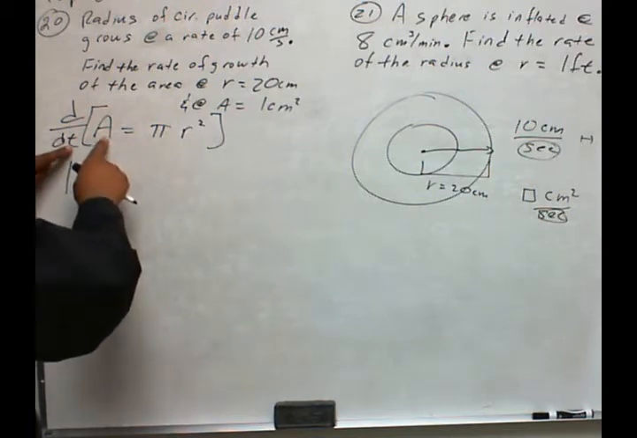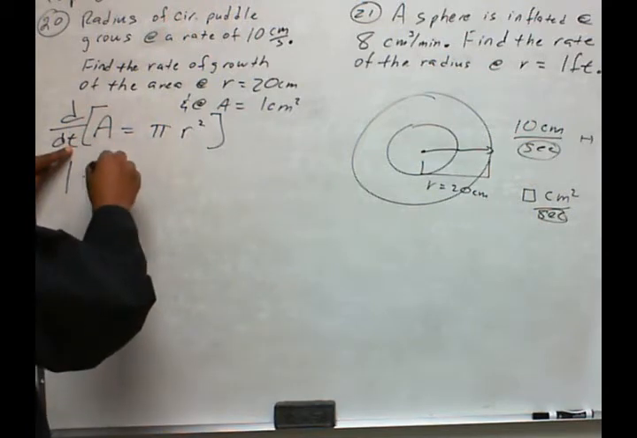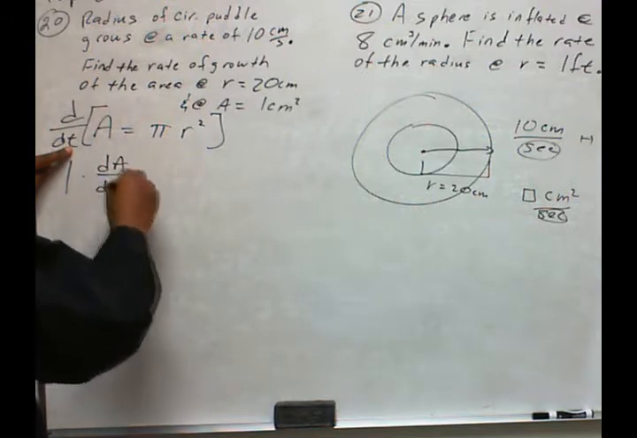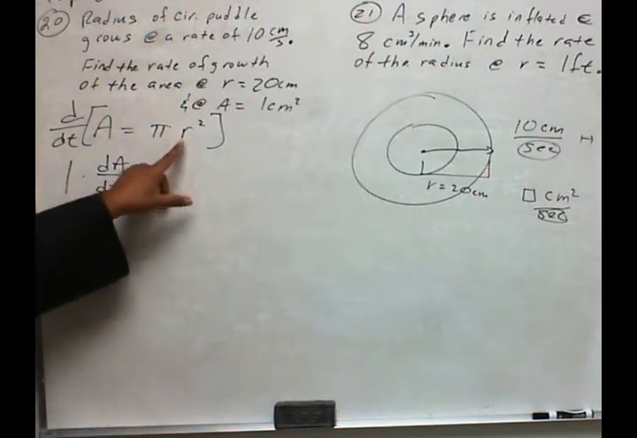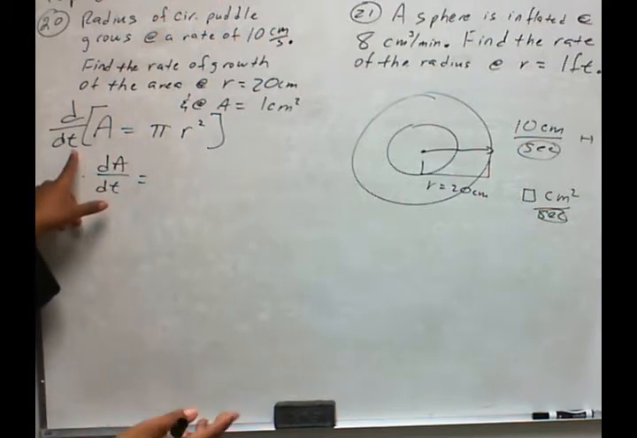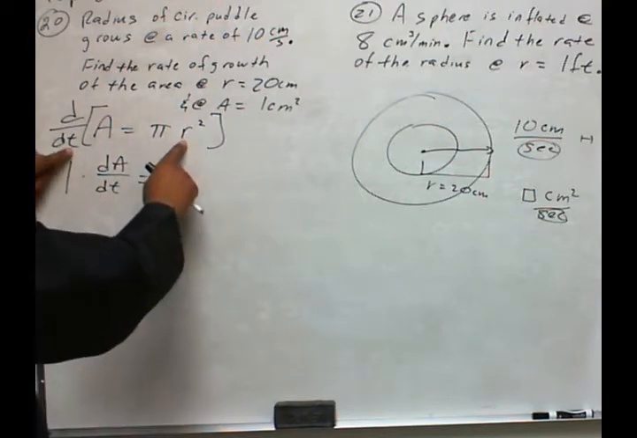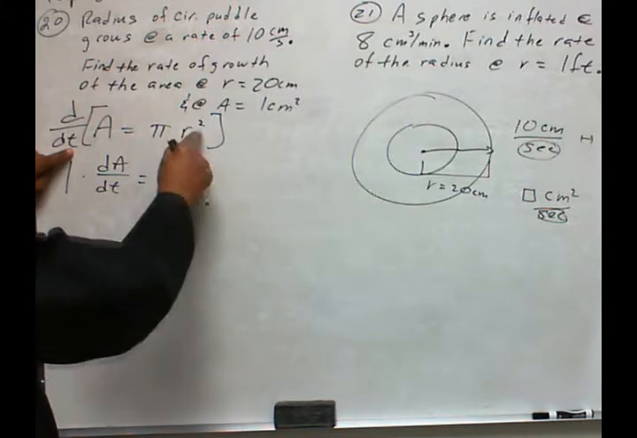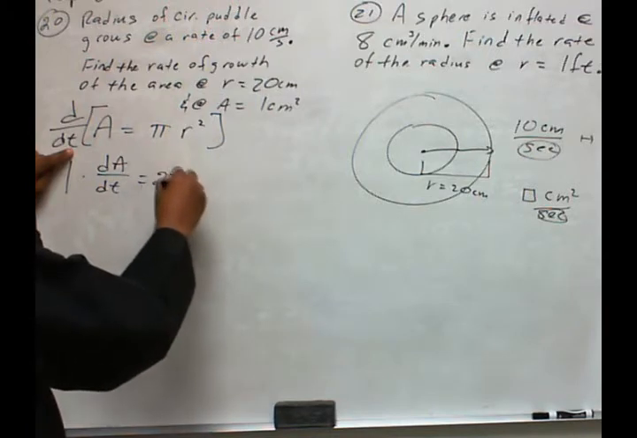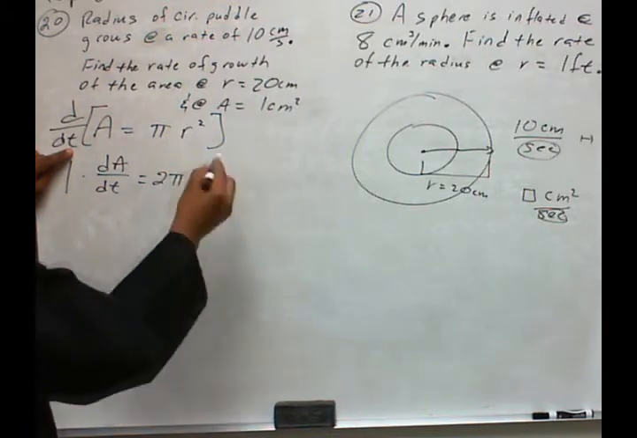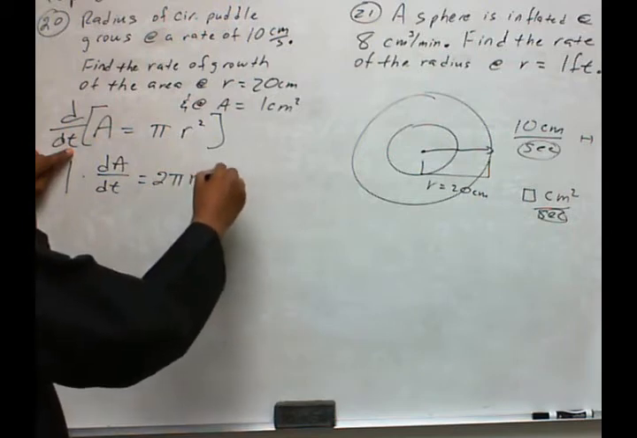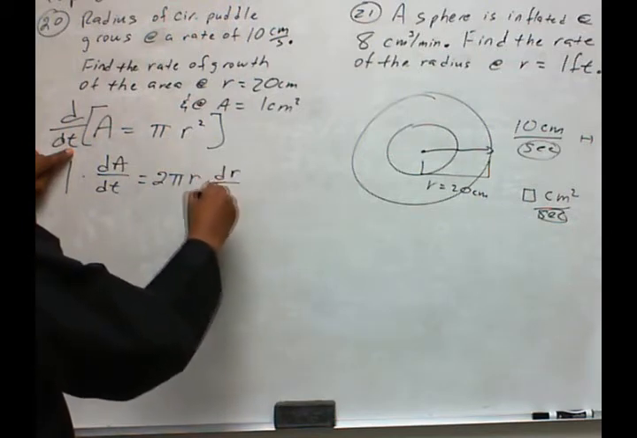And then the chain rule, because these are not the same, will be dA over dt. Now, next, the derivative of r. R, again, is not in terms of t, so I have to use the chain rule again. So this will be 2 pi times r, that's the derivative, and then times the chain rule, which is dr over dt.